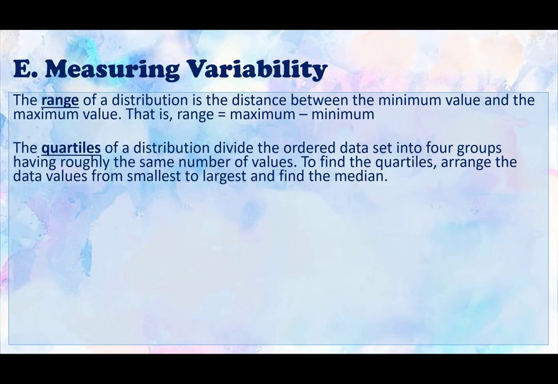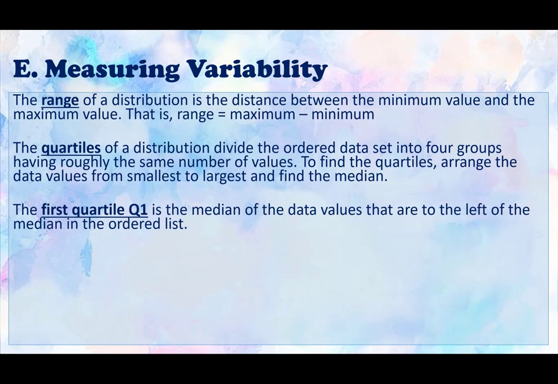We also have something called quartiles, and the quartiles of a distribution divide the ordered data set into 4 groups, having roughly the same amount of values. For groups, quartiles make sense because quart means 4. To find the quartiles, we're going to arrange the data values from smallest to largest and then find the median.